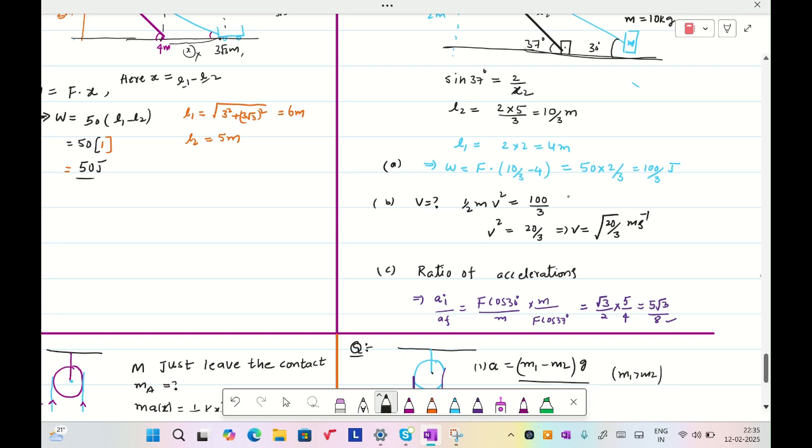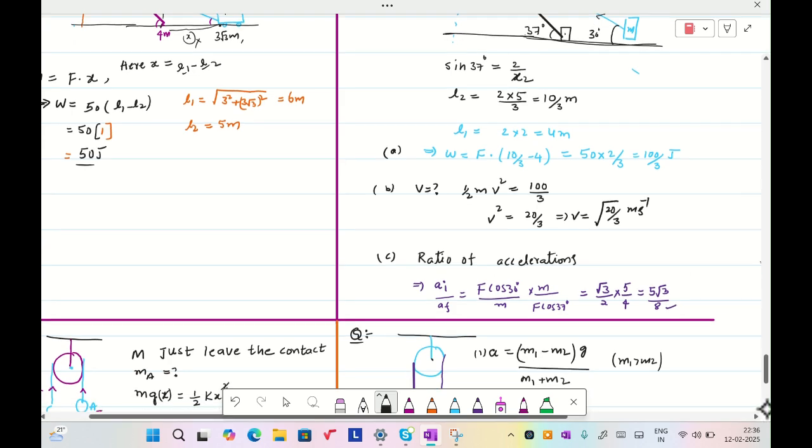For this, half mv² is equal to work done, so v² equals this. The ratio of accelerations equals F by M. So F cos θ by M, since only horizontal motion is there. Therefore F cos θ is the horizontal component on this block. So this is T cos 30 by M into M by T cos 37. T you can cancel, so that force. So 5√3 by 8 will be the answer.